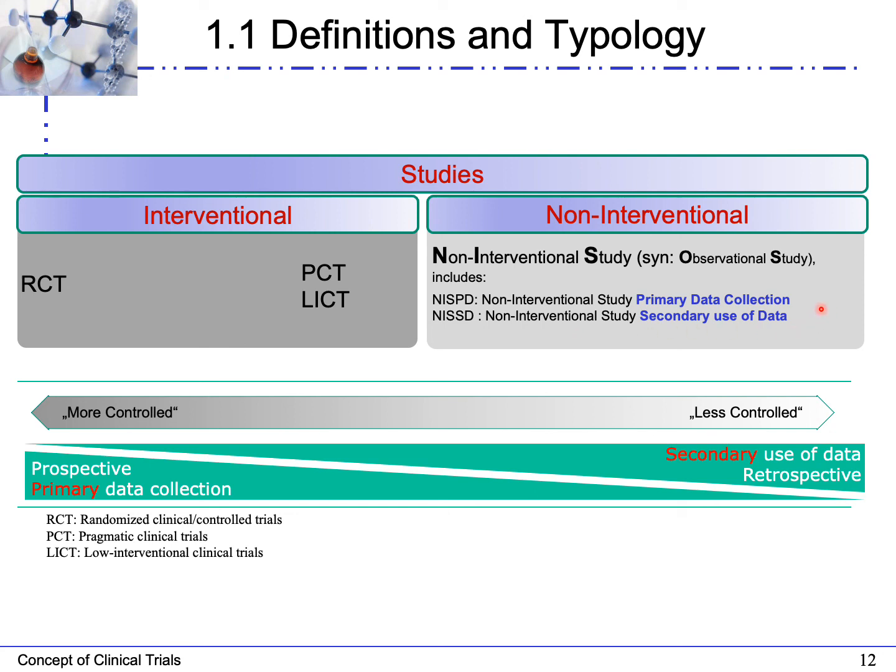So this concept of primary data collection and secondary use of data is another typology in the non-interventional type of studies. Primary data collection refers to a study where the data that are being collected are primarily collected for the purpose of the study. While in a secondary use of data, you are using, for the purpose of the study, data that already exist and that have been collected for another purpose.